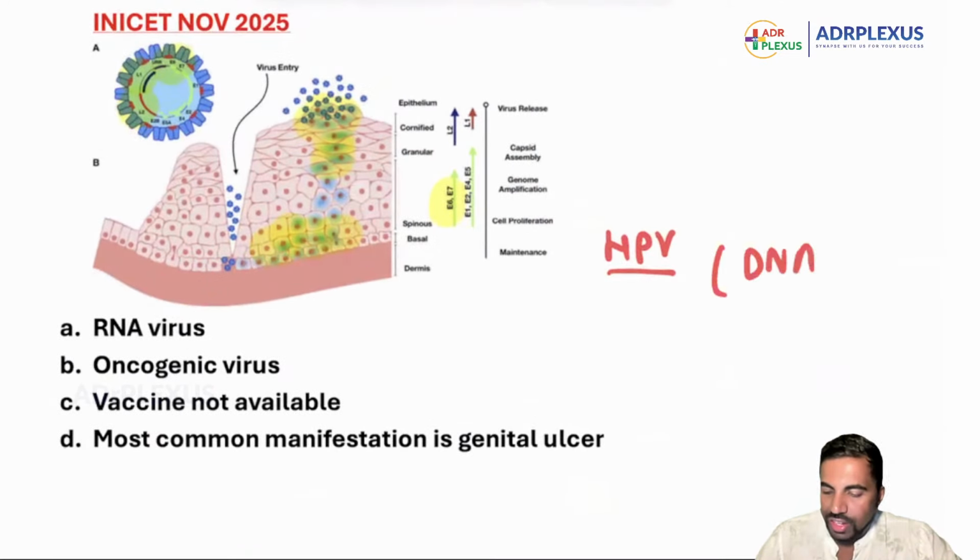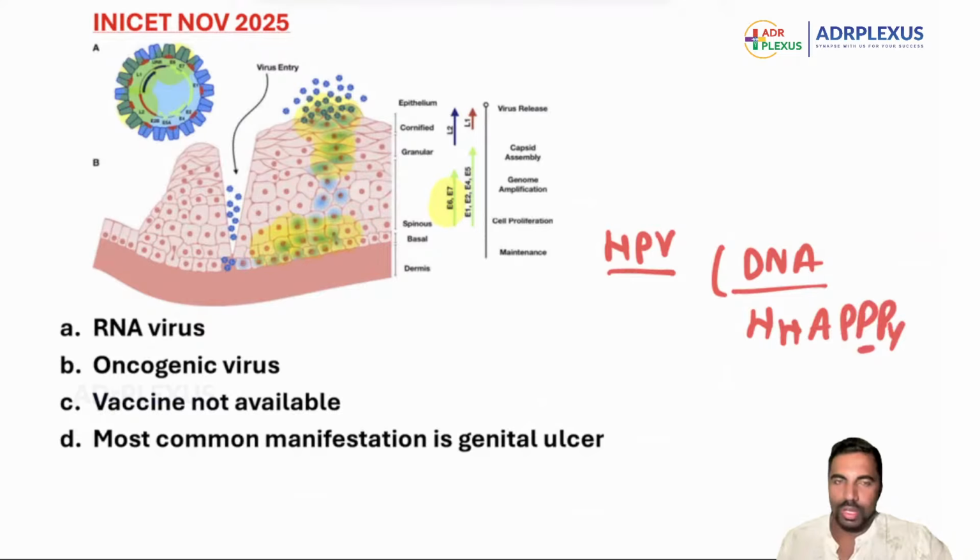You know that HPV is a DNA virus. We said the DNA viruses are HHA, PP, 3 P's, and 1 P is papilloma. So it comes under this only. So RNA is totally wrong.